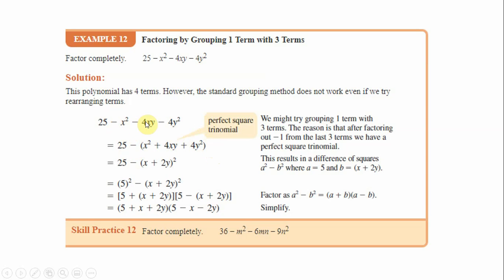So I take out my negative. I want to take out the negative over here, so I've got 25 minus this. Square root of x squared is x. Square root of 4y squared is 2y. x times 2y doubled is the 4xy, so that's a perfect square. Collapse down to the square root of that, x plus 2y. And now I've got the difference of two squares: 5 minus the quantity x plus 2y, times 5 plus the quantity x plus 2y. And then I can just drop this if I need to, or leave it there just to recognize what we have.